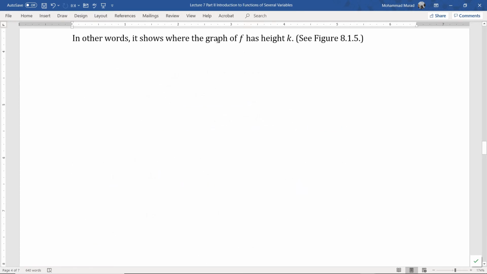In other words, it shows where the graph of f has height k, as shown in the following figure.